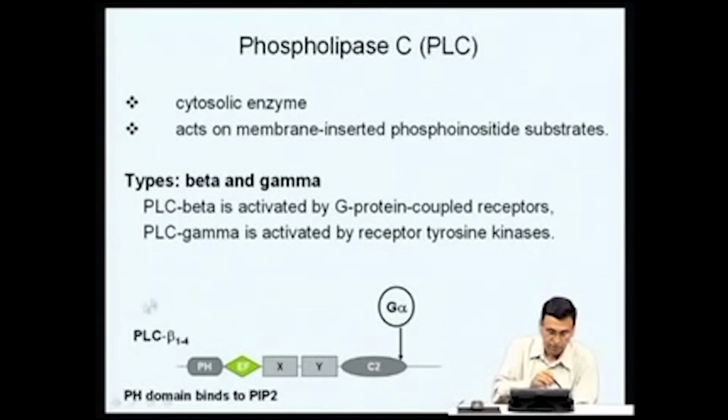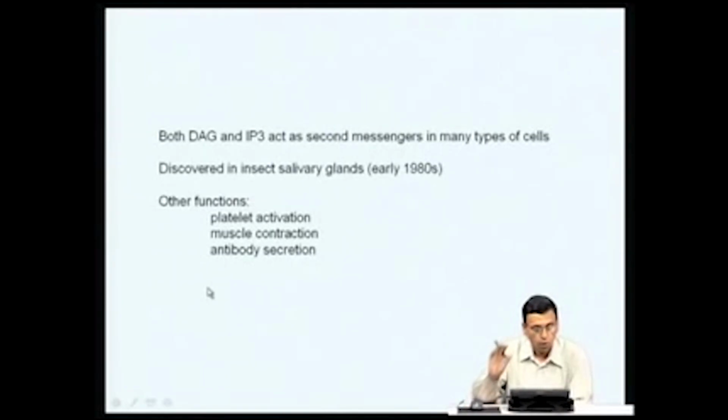So these are the various structural domains of phospholipase C beta, which contains various domains. From the regulatory point of view, it is the C2 domain which actually interacts with the G alpha subunit of the GTPase, and the PH domain actually binds to the PIP2, phosphatidylinositol bisphosphate.